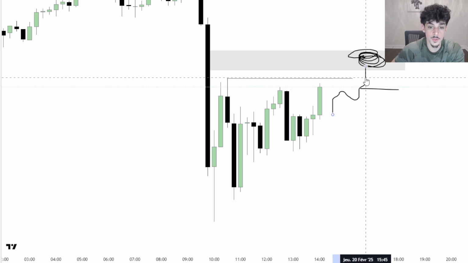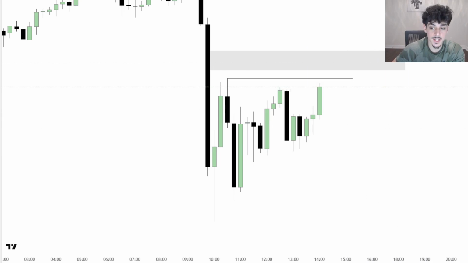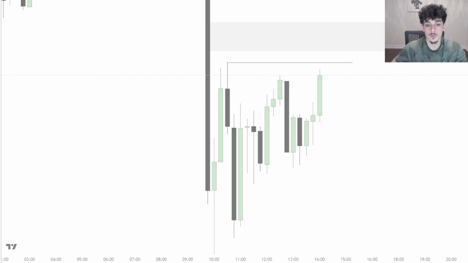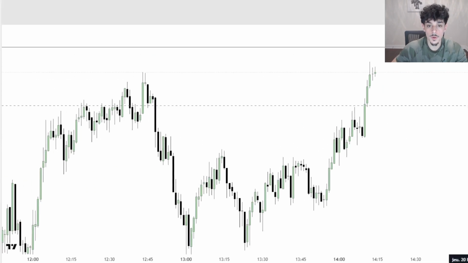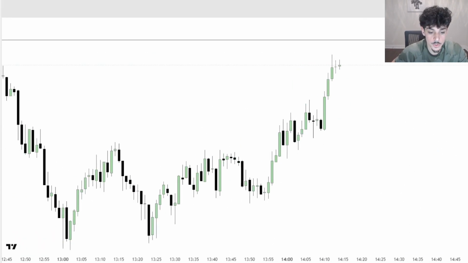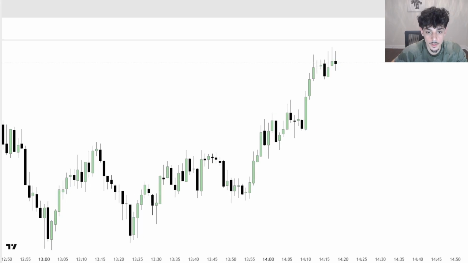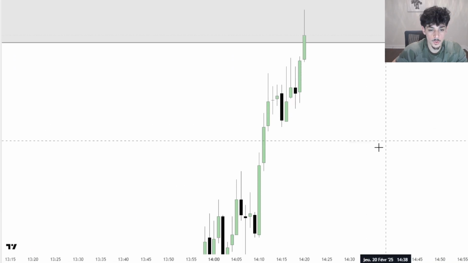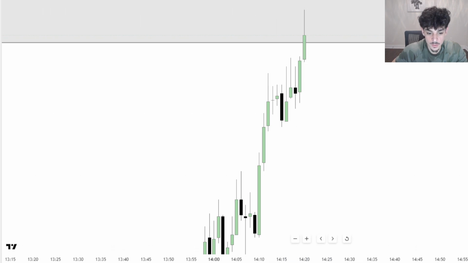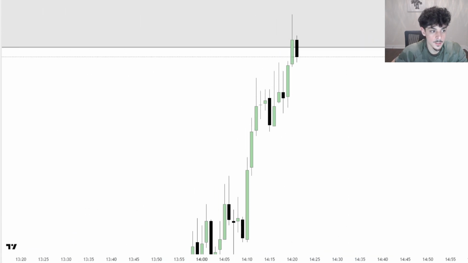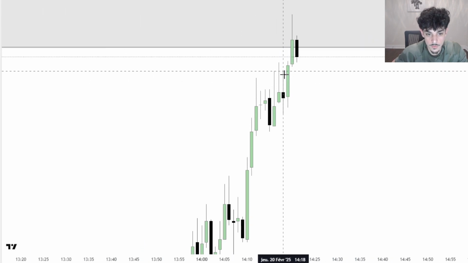So right now, I'm going to wait again for the same exact model to happen. I will scale down to the 1 minute chart, and I will wait for price to tap this level and show me what it wants to do from there. So right here, what do we see? We see that we enter into this gap by creating a small bullish fair value gap.